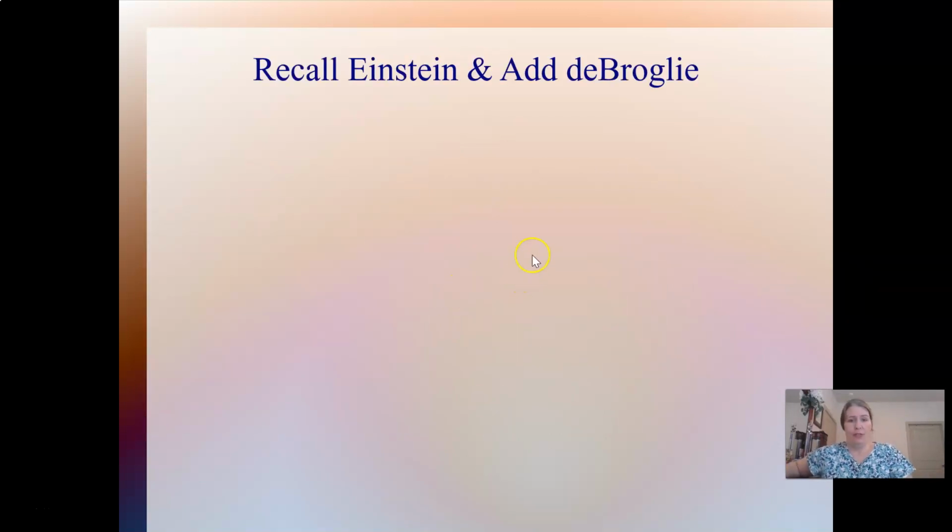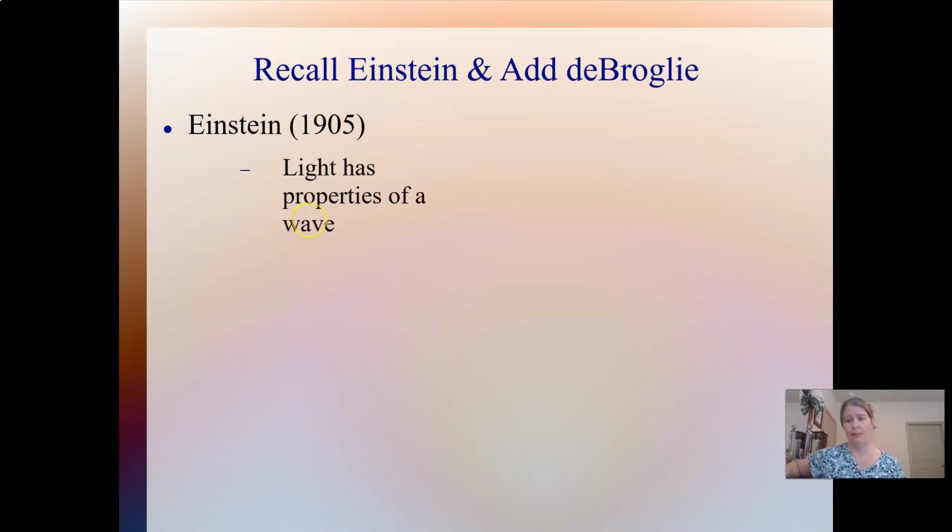So enter a few gentlemen, one of whom I'm sure you've heard of, Albert Einstein. In 1905 he is working on something called the photoelectric effect. And that's where light is able to knock electrons off of a metal electrode surface. And this is really weird because light, after all, is a wave. It's an electromagnetic wave traveling through space.